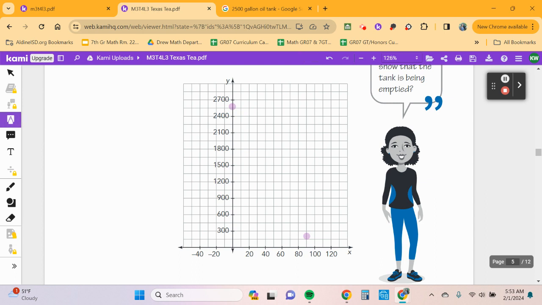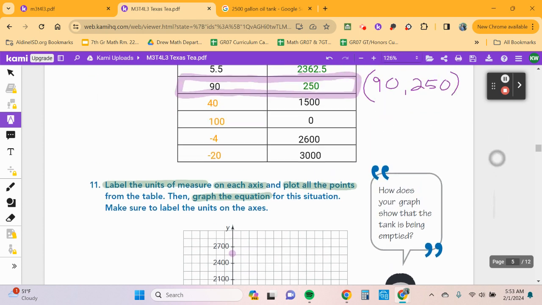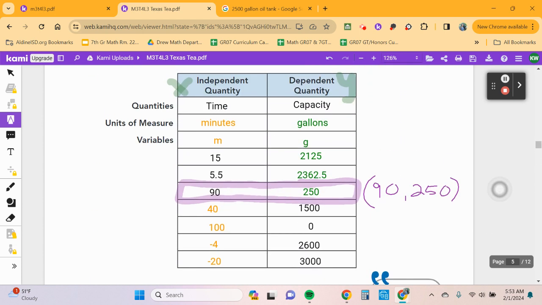Pause here. Actually, I will pause it here just in case you don't have these values. And now pause here.